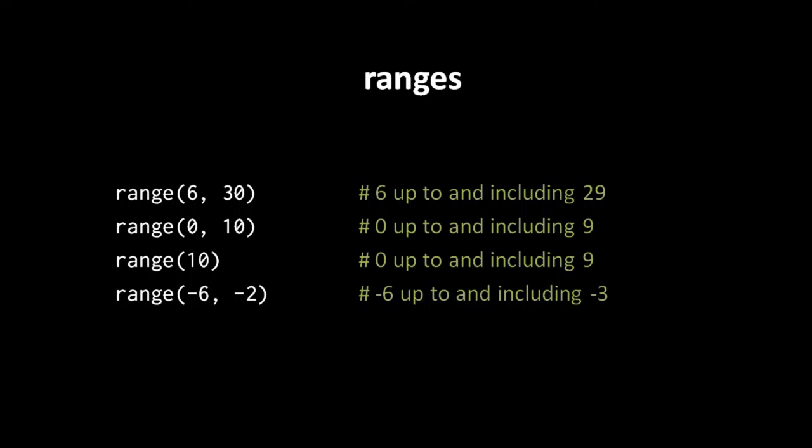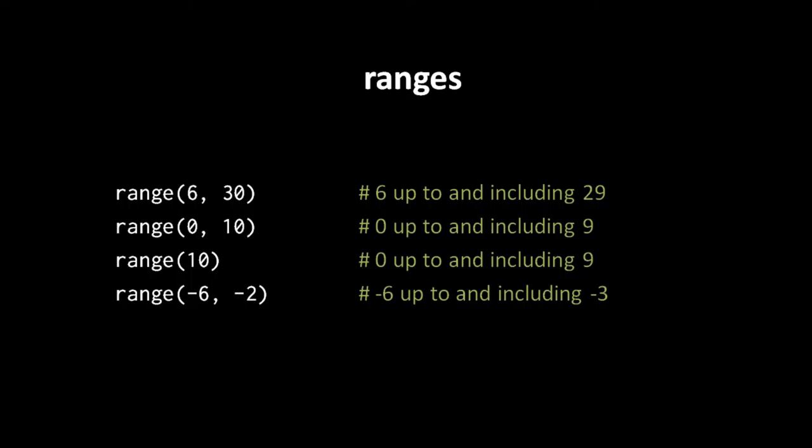In any case, you also see here the example of range with the arguments 0 and 10, so that's a range representing the values 0 up to and including 9. Again, one less than the second argument. In the third example, we provide just one argument, so the starting position is assumed by default to be 0, so this is actually, again, the range from 0 up to and including 9. And our last example, range with the arguments negative 6 and negative 2, that's a range that starts at negative 6 and goes up to and includes negative 3. Again, one less than the second argument.